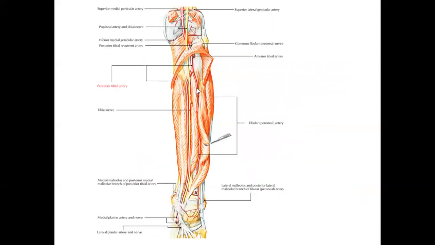Now, coming to the arterial supply that we see on the back of the leg, here we can see 2 arteries. We have the posterior tibial artery, and we have a branch of posterior tibial artery, that is the peroneal artery. Let's talk about the posterior tibial artery first. The posterior tibial artery is the larger terminal branch of the popliteal artery.